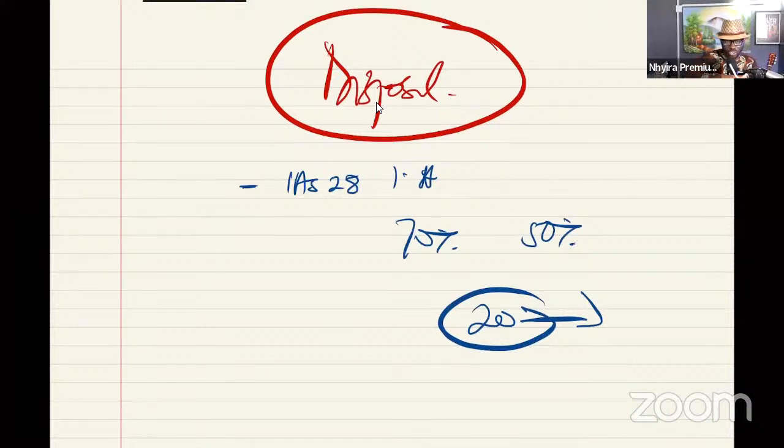FR students, this does not apply to you, so don't listen. So it will be accounted for as an investment in associate.